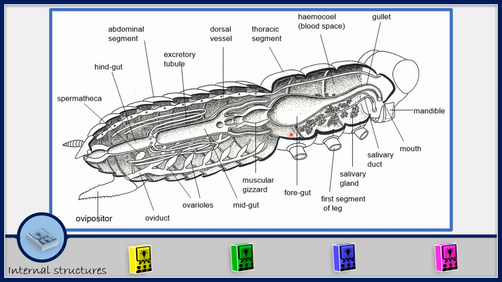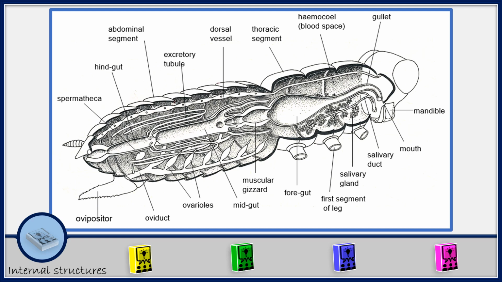Then when we come down, here we have the oviduct. All of this one is the oviduct. Then here with these ones we have the ovaries. Those are the ovaries, that one going down. Then here we have the spermatheca connecting to the oviduct. And outside here we have the ovipositor. So those are the different internal parts.